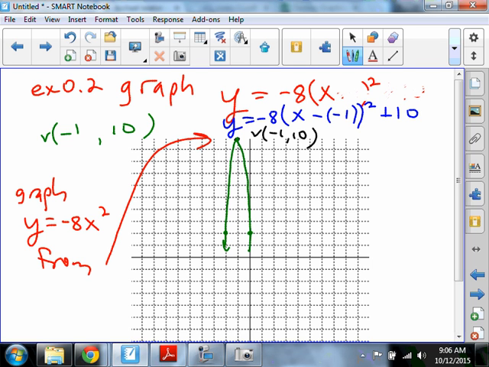How's everybody feeling about this? Is it making sense? Everybody on board? Good. I feel pretty good about this so far. Okay.